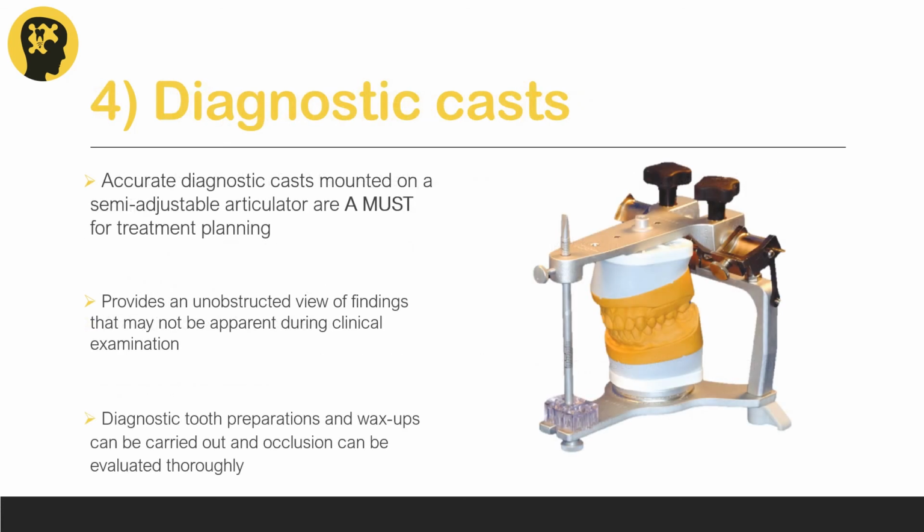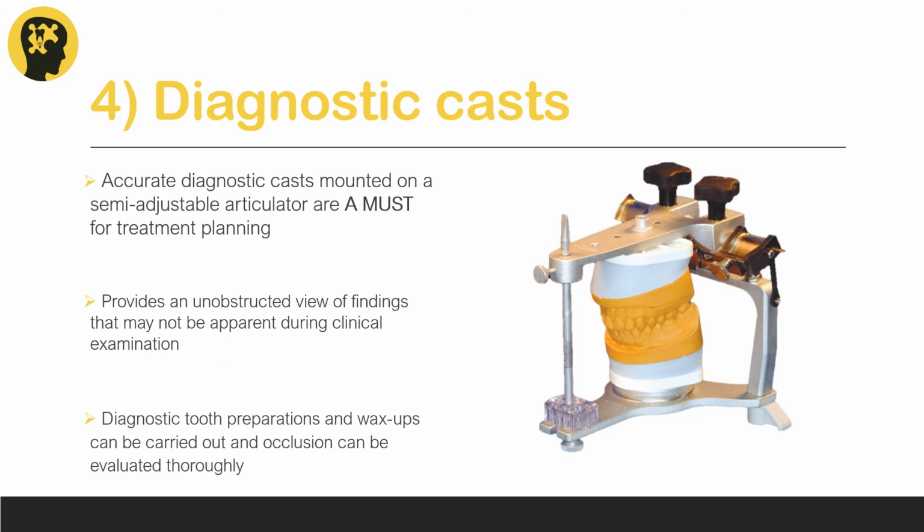The fourth important element are diagnostic casts. Now, accurate diagnostic casts that are mounted on a semi-adjustable articulator are an absolute must for treatment planning. When we perform a routine clinical examination, there are often many things that could go unnoticed or might be impossible to evaluate. For example, the lingual cusps of posterior teeth or the actual inclination of abutment teeth, things like that. So, with casts mounted on an articulator, we can have a look at it from every angle.